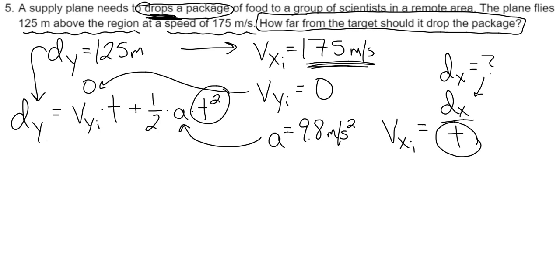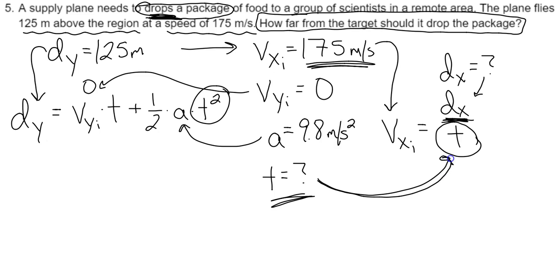Once you calculate the time, then you can plug that in here and solve for your distance in the x direction. Remember that your velocity is the 175. That will be what you plug in there. The time that you calculated from the first part of the problem will be what you plug in here. And then you'll be able to figure out what it's looking for, which is the distance in the x direction.